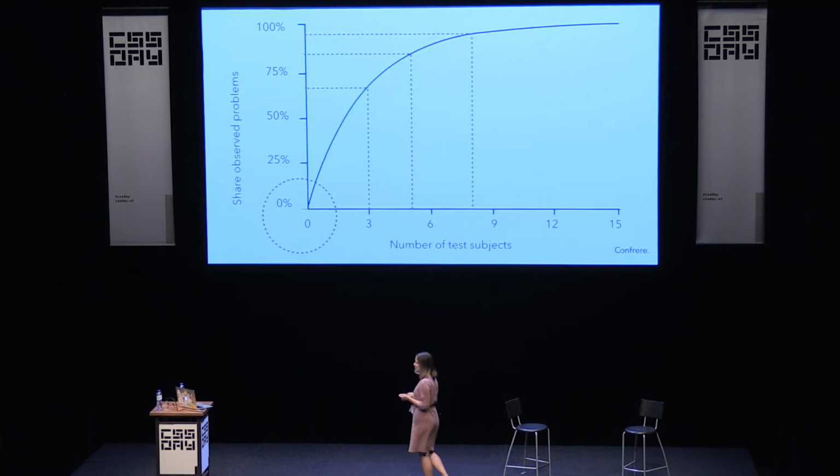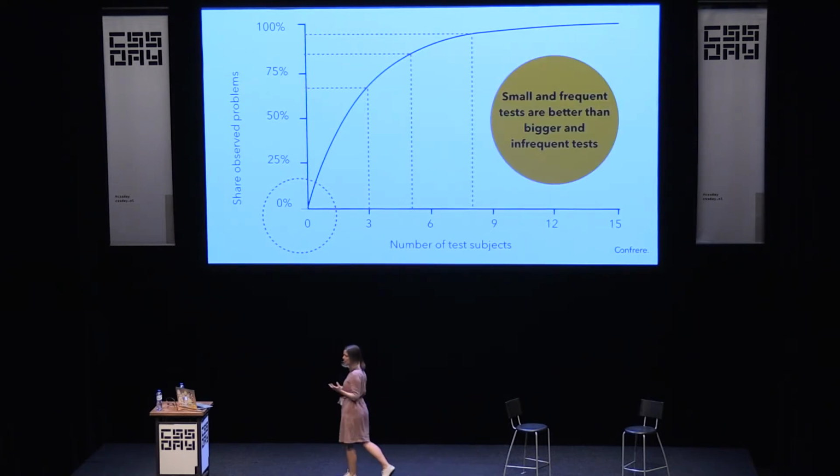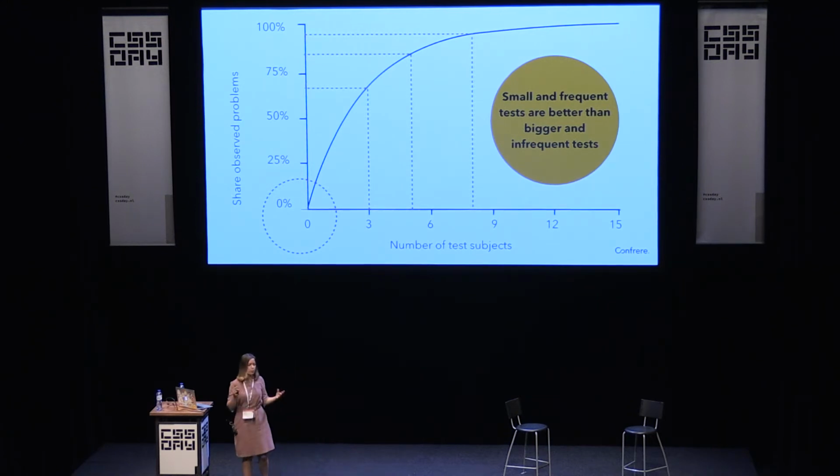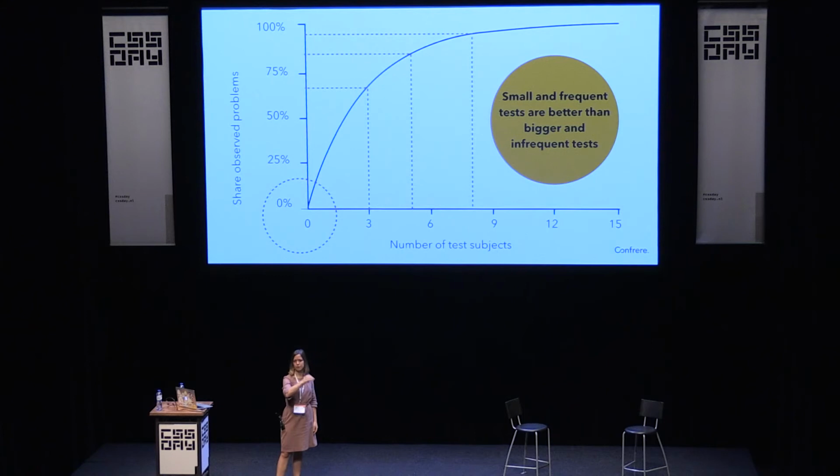This is also the reason that doing small and frequent tests is a lot better than doing bigger and infrequent tests. If you test with 3, and then you try to improve it, and then you test with 3, and improve it again, and test with 3, that is going to be your best strategy for reducing usability problems over time. But testing with 3, 4, or 5 people is not that much work, actually.